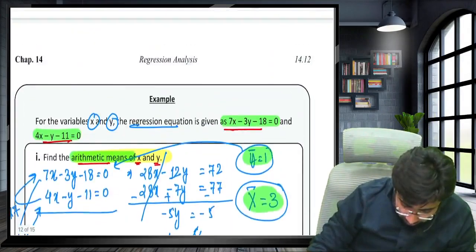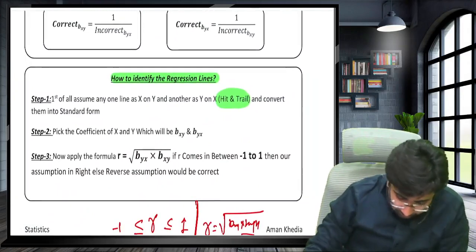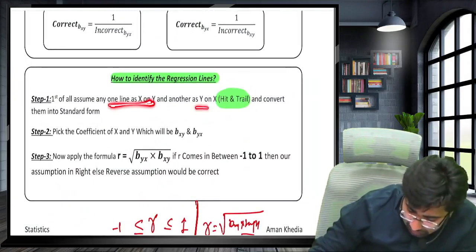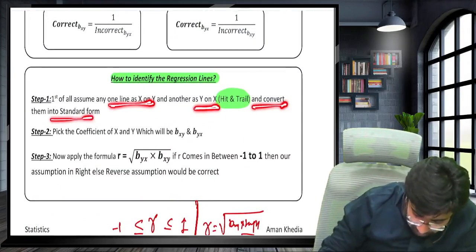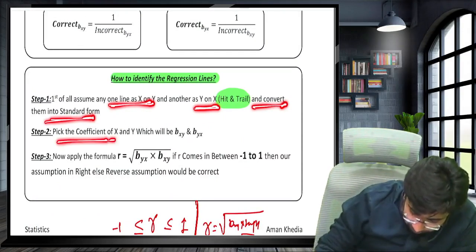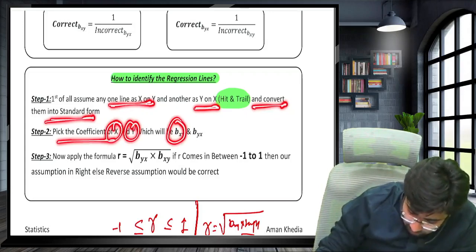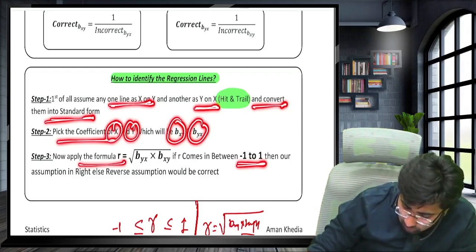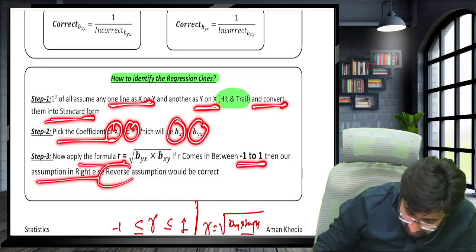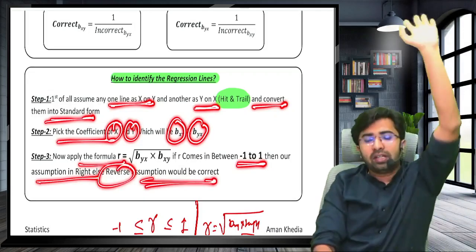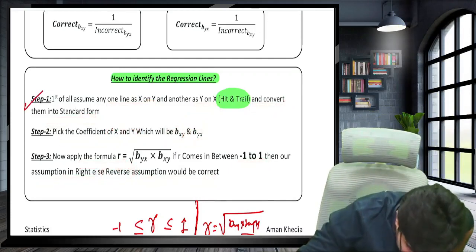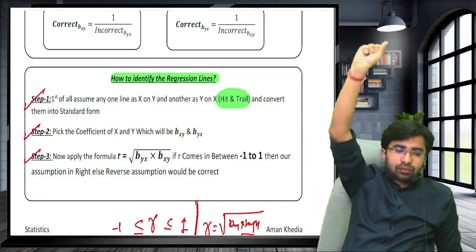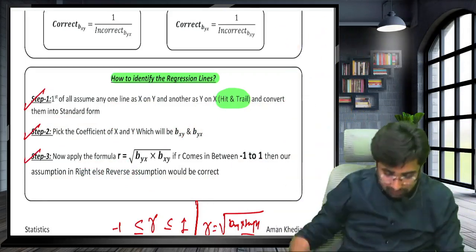Now please come to this point. See guys, first of all, assume any one line as x on y and another as y on x and convert them into standard format. Now pick the coefficients of x and y, which will be b x on y and b y on x. Now apply the formula for r. If r comes between minus 1 and 1, then our assumption is right, else the reverse would be correct. Guys, just tell me whether these 3 steps are clear. Step 1, 2 and 3, are they clear or not? Yes, sir. Done guys. Now let's move forward.